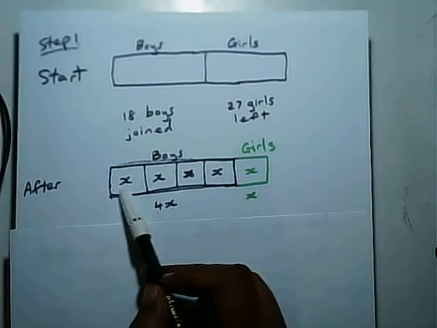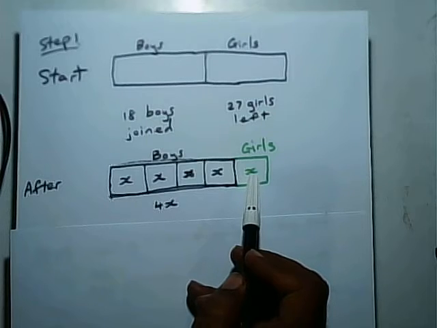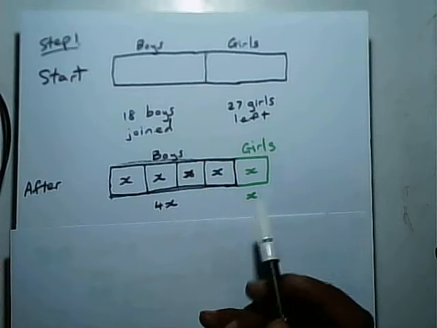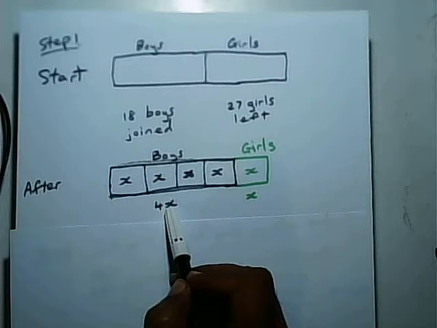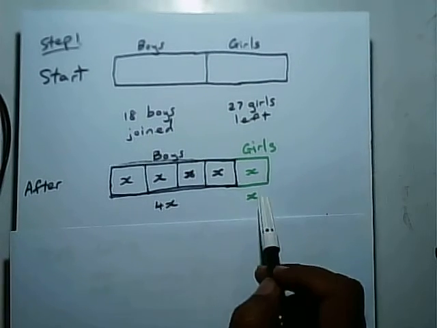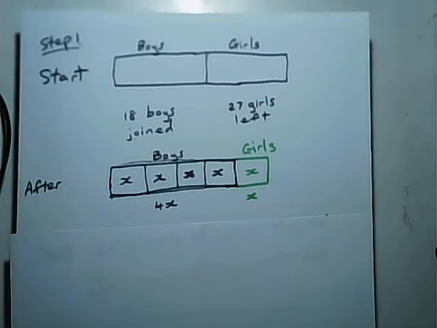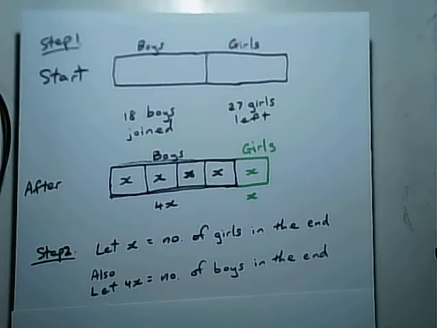So I'm chopping up this bar into 4 equal pieces here. You can see that whatever the number of girls here is, it is the same number here, here, here, and here. 4 of the same number, so they could add up. X plus X plus X plus X gives you the 4X for the boys and just one of the X's for the girls. Okay, so after you draw that information there, you go with step 2. Let X be the number of girls at the end of our story, and also let 4X equal the number of boys at the end of our story.